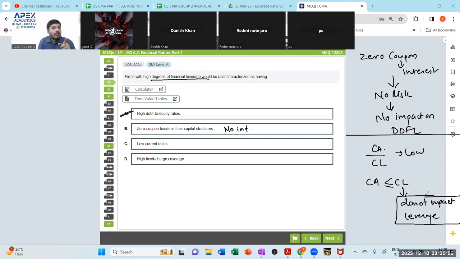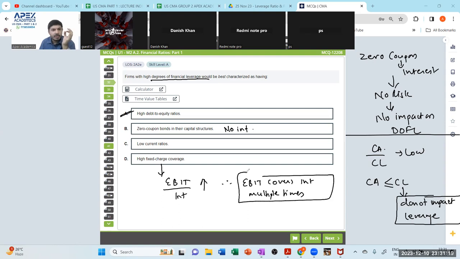No, sir, we have it. It is there. It is written, specifically written in the notes. High fixed charge coverage. What is the meaning of high fixed charge coverage? EBIT upon interest is high. That means EBIT covers interest multiple times. How many times? Multiple times.